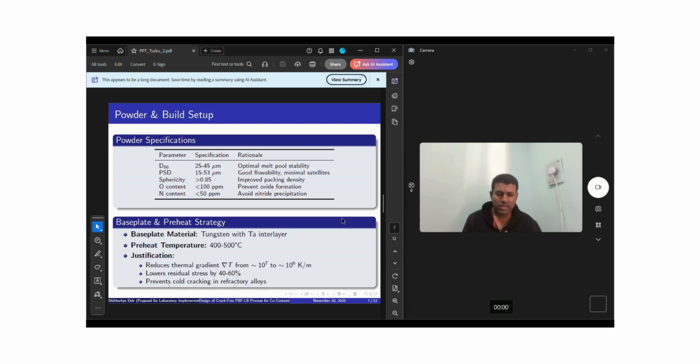Preheat strategy. The thermal stress problem is that in additive manufacturing, without preheat, you have a huge temperature difference. The melt pool is around 2500 degrees centigrade. The surrounding material is around 20 degrees centigrade. And this 2480 degrees centigrade difference creates enormous thermal stress.